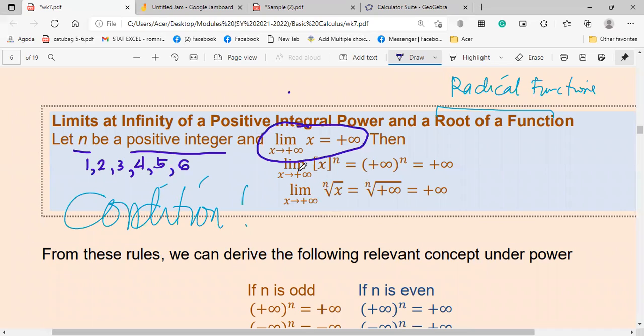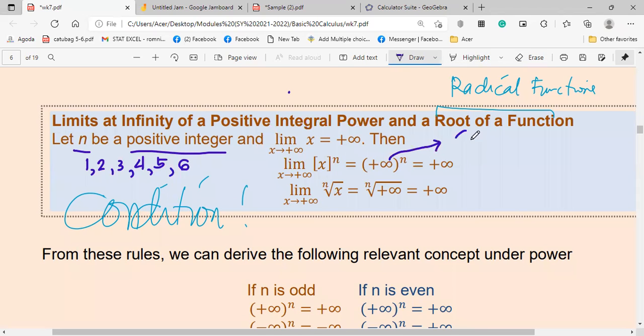And limit of x as x approaches positive infinity is positive infinity. This is a strong condition. Okay. Kapag ganyan daw yung kondisyon, so ang kaya natin sabihin daw, when you get the limit of the nth power of x, as x keeps on increasing, paano nagkaroon ng ganito?